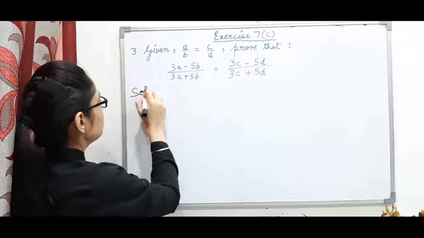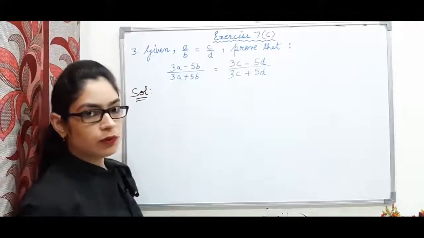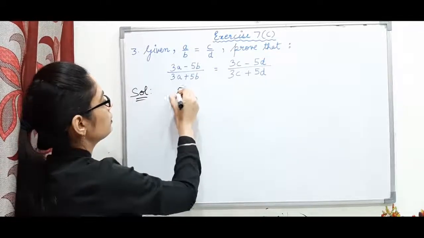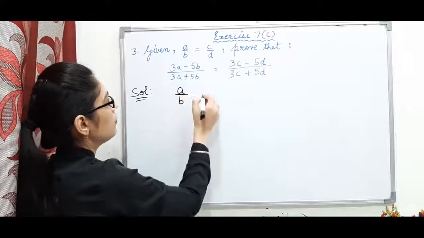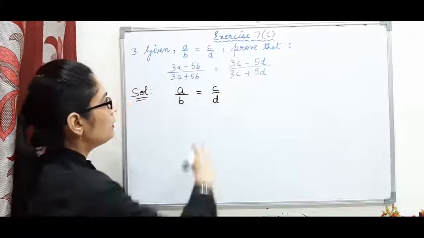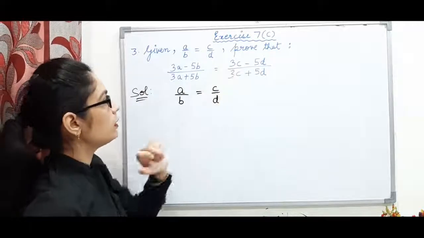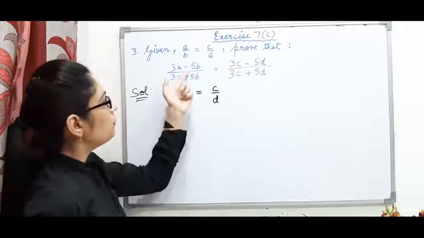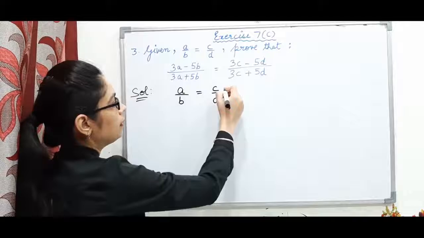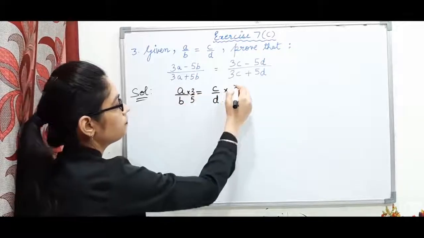So let's start with the solution. As I've told you while doing the previous questions also, we have to start from the given. So given is a/b = c/d. Now let's see what we need. With a and c you can see 3 is there, with b and d 5. So we'll multiply both the sides by 3/5.